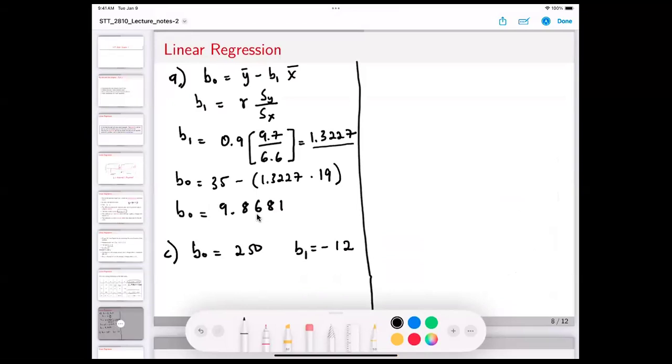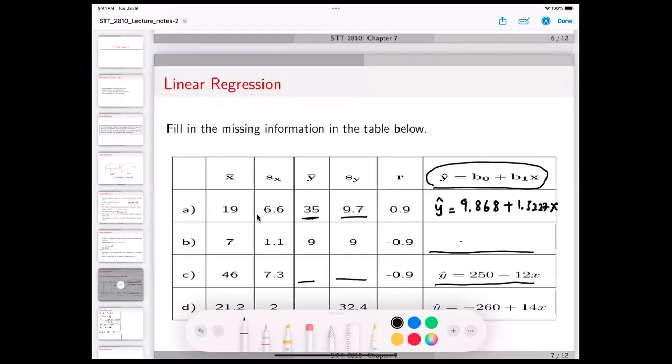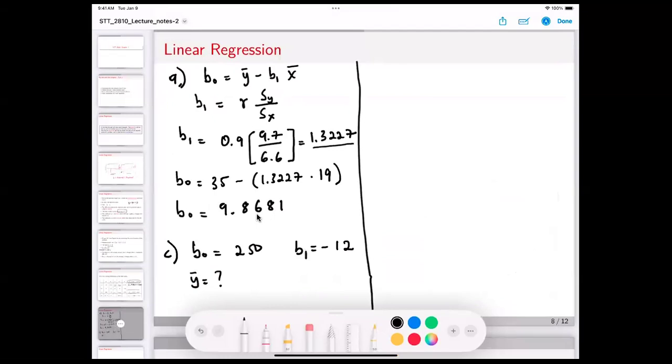Okay. What is missing? Y bar and SY. Is that okay? So I write here Y bar. I don't know. SY. I don't know. That's what I'm looking for. Now, when I look at the formulas here, I can see that I can use this guy here to find Y bar. Do you agree to that? So let me write that. So I have beta naught equals Y bar minus beta 1 X bar. We already know beta naught to be 250, isn't it? We wrote that here, right? So I have 250 equals Y bar, I don't know, minus beta 1, which is negative 12, times X bar. What is X bar? X bar is 46. Thank you.